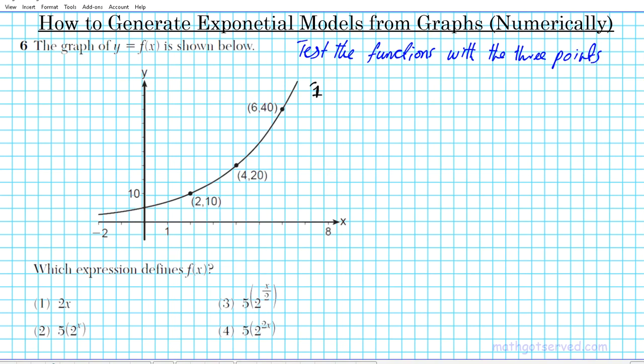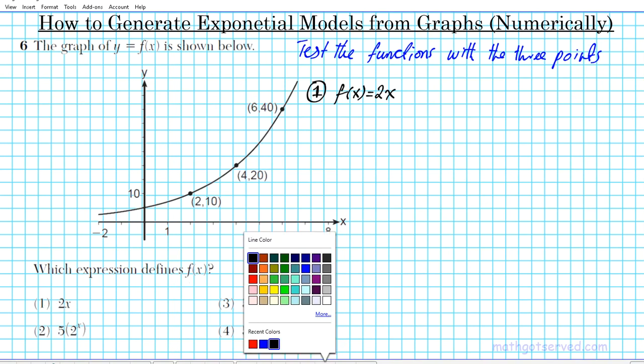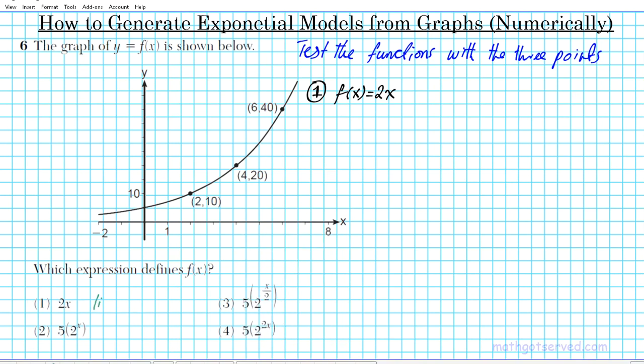For function 1, we have f of x equals 2x. Now, should we even bother checking this function at all? The answer is no. Why not? This is a linear function, which means when you draw its graph, it's going to be a straight line with a y-intercept of 0 and a slope of 2. This graph is curved, it's not a straight line, it's an exponential function. So based on that observation alone, we should automatically know that number 1 is not the answer.